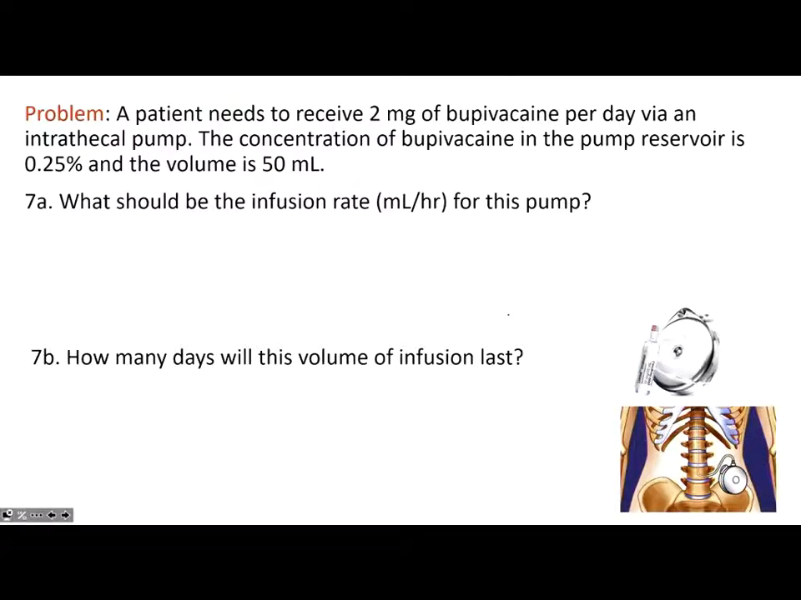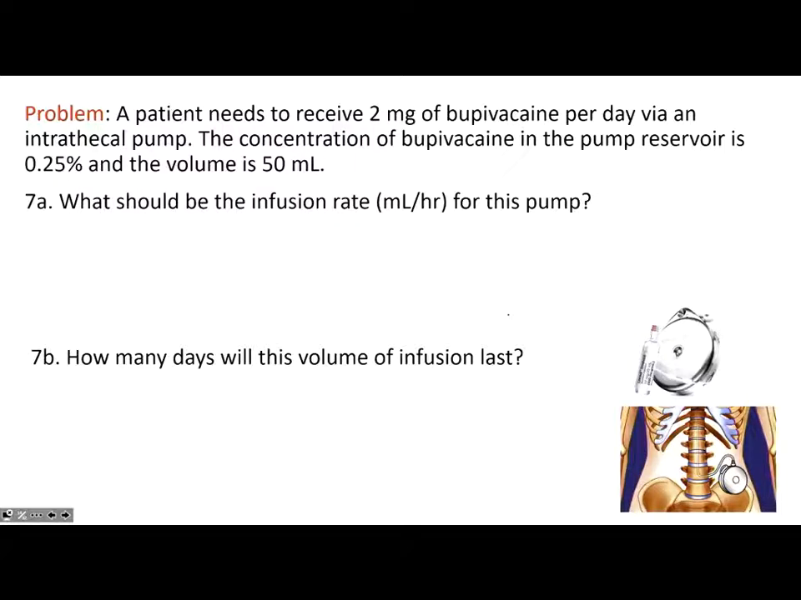We got one where a patient needs to receive 2 milligrams of bupivacaine per day via an intrathecal pump. As a reminder, I put that picture in there so you can remember where your intrathecal is. Try to touch your intrathecal. It's in your spinal column. It's going directly into the spinal column, into the CSF. So it's a way to put a drug essentially directly into the brain, bypassing everything else.